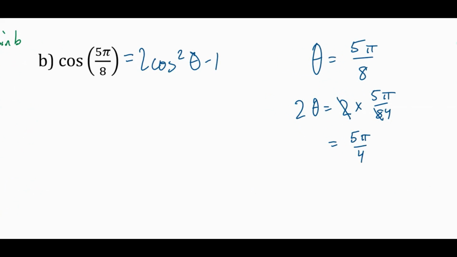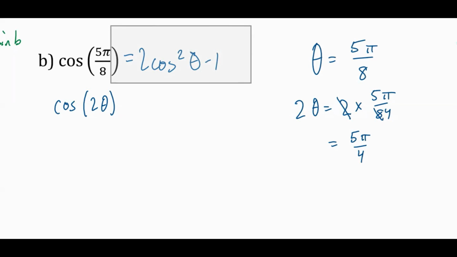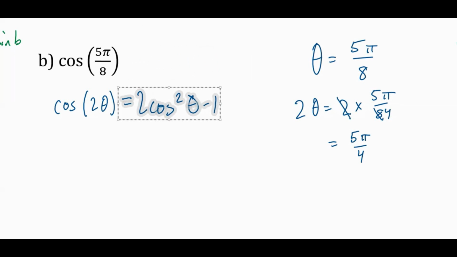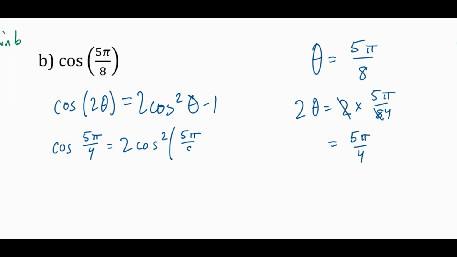This equals shouldn't be beside that. It should be beside this. Write out the formula. Sub them both in. Then what do we do? We take all the junk, move it all over to isolate cos of 5 pi by 8. We end up with cos 5 pi by 8 equals, and then we've got it.